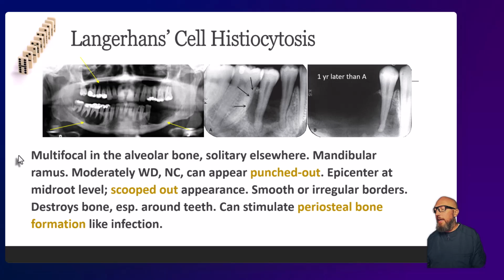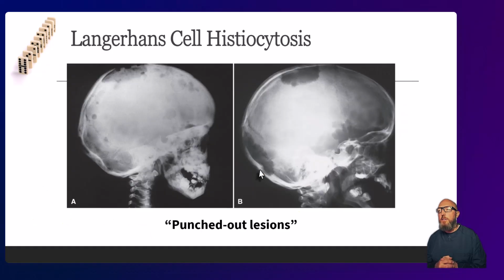And Langerhans can stimulate periosteal bone formation, just like infection. And so I said, if you see that periosteal bone formation, particularly the onion skin one, think Shrek, think osteomyelitis, but keep in the back of your mind, it could be one of these other things, and Langerhans is one of those that can do that.